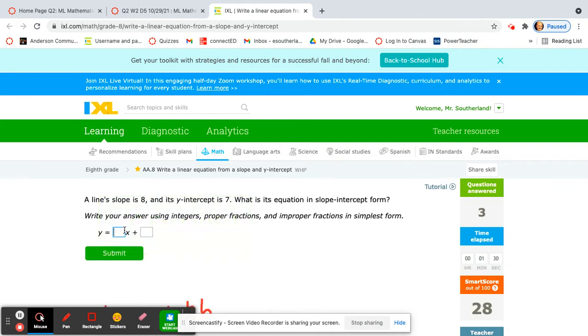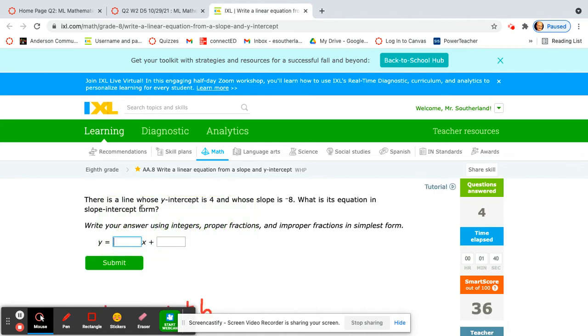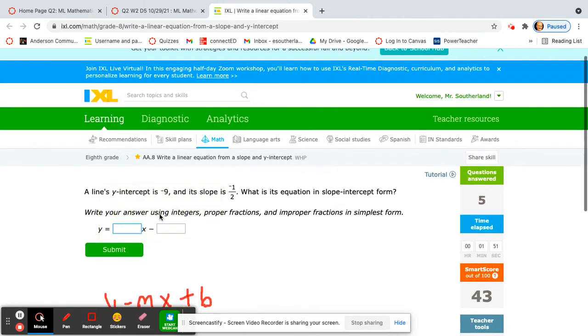8 is the slope, so 8 goes right there in front of x. The y-intercept is 7. It goes right there after the x. There's a line whose y-intercept is 4. The y-intercept goes after the x, and whose slope is -8. The line's y-intercept is -9. They've given you the negative sign. You got to type in 9. And then the slope is -1/2. So here you type in -1/2.